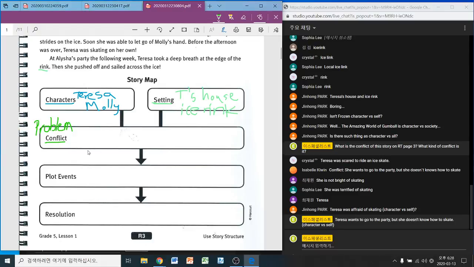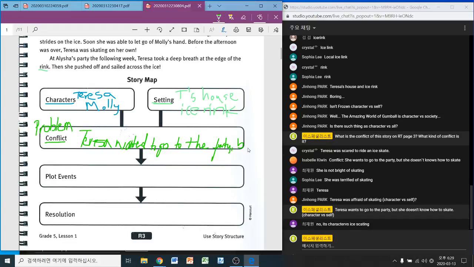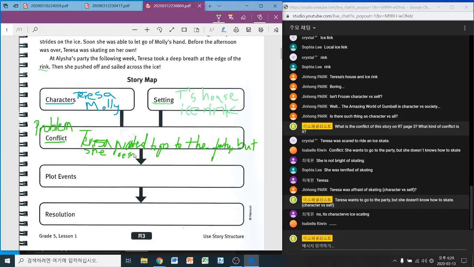I think I can't write it because it will take me a long time. Let's try. Teresa wanted to go, oh, so messy. It's so hard to write on the computer. Go to the party, but she doesn't know how to skate. Okay. Oh, okay, that's kind of messy.